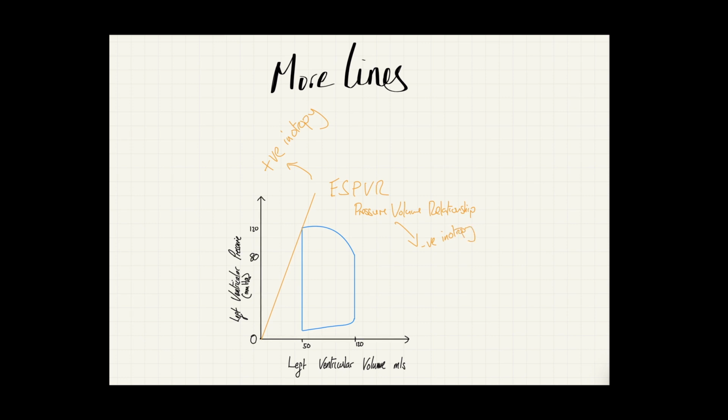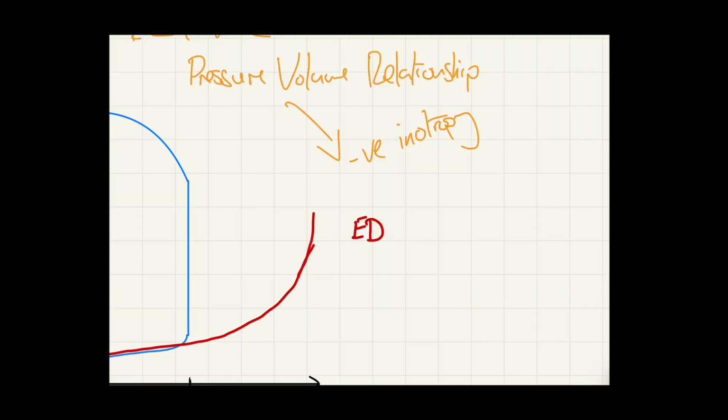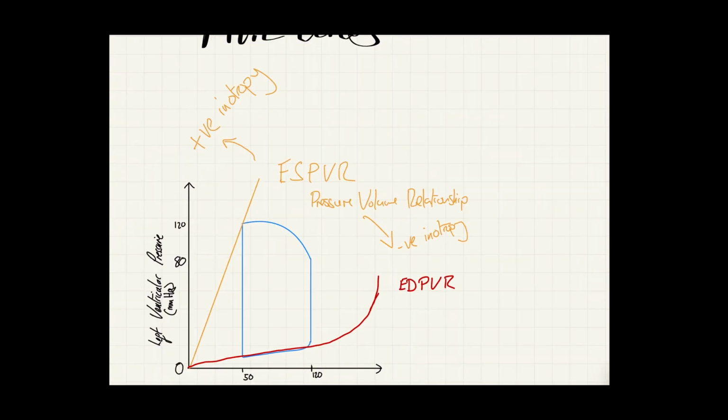So the next thing to tell you about is the end diastolic pressure volume relationship, EDPVR. So the idea is it goes through from the 0 point of the axis along the AB line, but then starts accelerating off and up afterwards. End diastolic pressure volume relationship. What does this line represent?